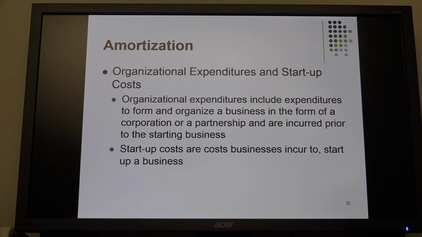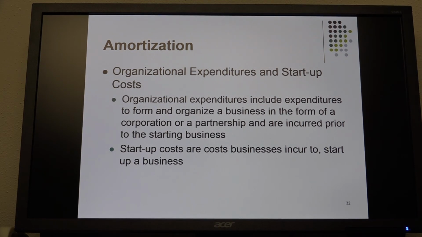For organizational expenses and startup costs, what is an organizational expenditure? It's the expenditures to form and organize a business in the form of a corporation or partnership. It typically includes the cost of organizational meetings and state fees. There's a cost to incorporate. You have to apply and pay a fee to the state that you plan to be incorporated in. This is true even for LLCs and certain types of partnerships. It also includes accounting service costs incident to the organization of the business, and legal service expenditures such as document drafting, taking minutes of organizational meetings, and creating the terms of the original stock certificates.